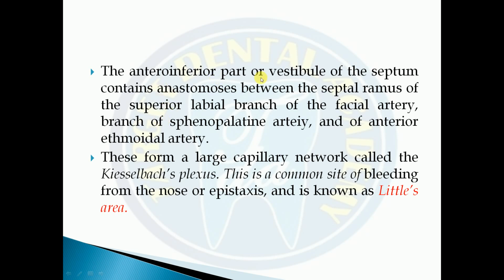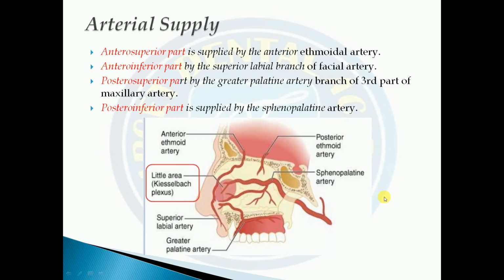So the anterior inferior part, or the vestibule of the septum, contains the anastomosis between the septal ramus and the superior labial branch of the facial artery. As I have already told you, the Kesselbach plexus is the commonest site of bleeding from the nose, and this area is also called Little's area. This is the commonest site for bleeding of the nose.